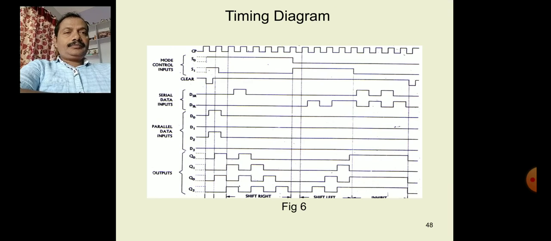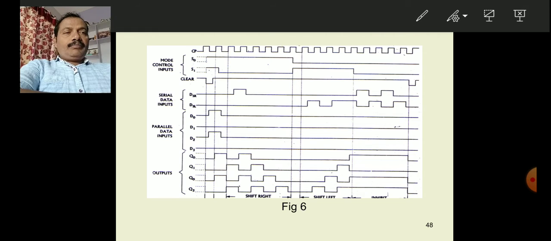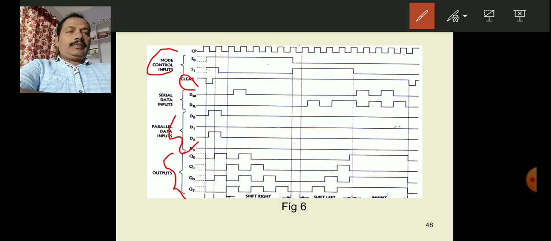So this is the timing diagram of universal shift register. Based upon the mode control signals and master reset bit clear and mode control signals, we are able to shift the data into the output flip-flops by applying the data here, and the shifting is done whenever the corresponding mode control bits S0 S1 change.